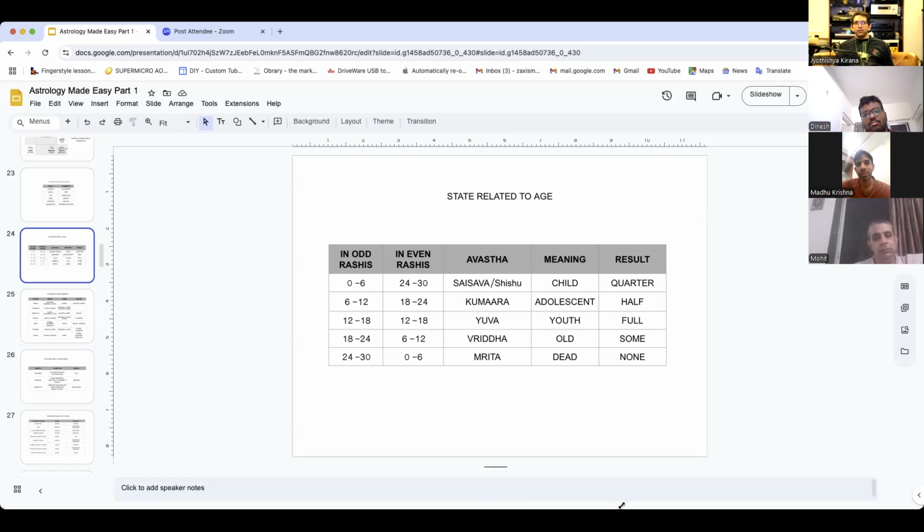18 to 24, Vriddhavastha. When somebody is old, more maturity has come now to the Graha. Now the Graha is not as stupid as it was in the child state. Mature.